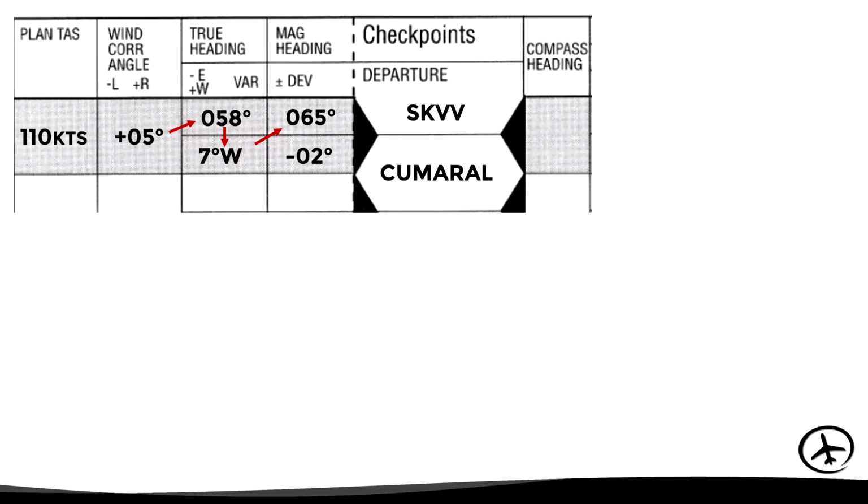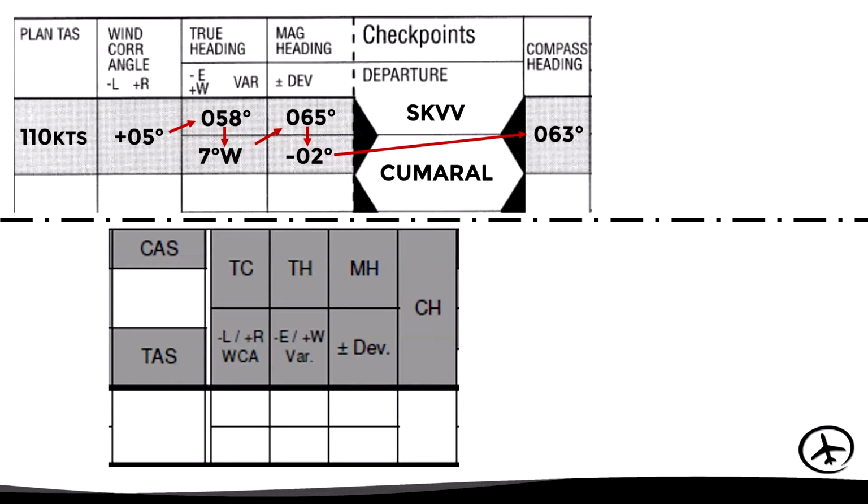Then, the final correction to be applied is the compass deviation, which in this example is -2 degrees. So then, we take the previous magnetic heading of 065 and subtract the deviation of 2 degrees, thus obtaining a compass heading of 063. Let's now put all this information in the Jeppesen template.